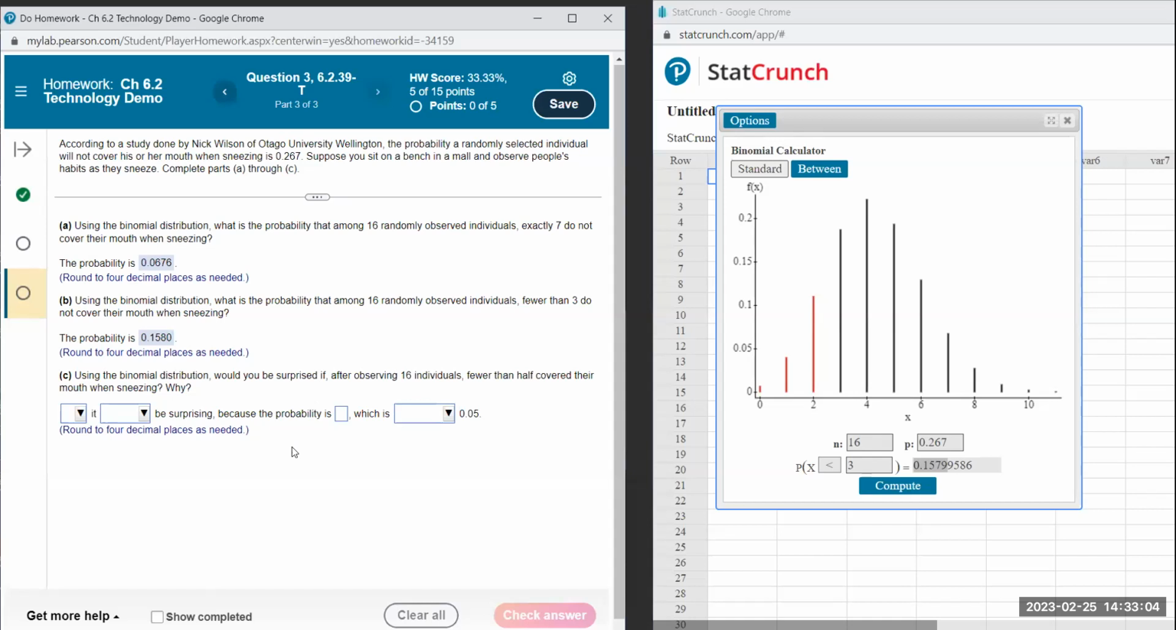Now the trick question is part C, because they're saying, using the binomial distribution, would you be surprised if after observing these 16 people, less than half covered their mouth? So now they're changing the situation when sneezing. Now it's a different type of binomial experiment, because now we're counting how many people are covering their mouth. So if there's a 26.7% chance of somebody not covering their mouth, then 1 minus 0.267 is the probability that somebody does cover their mouth. What would that be?